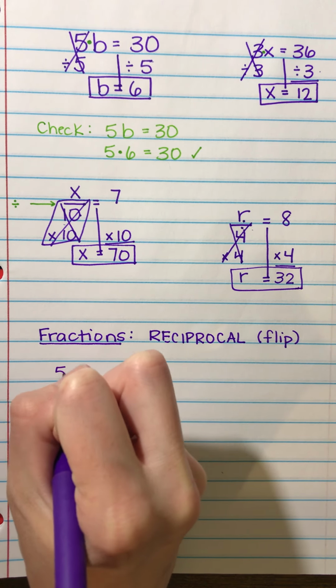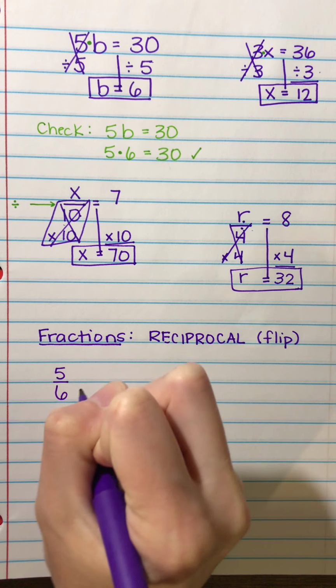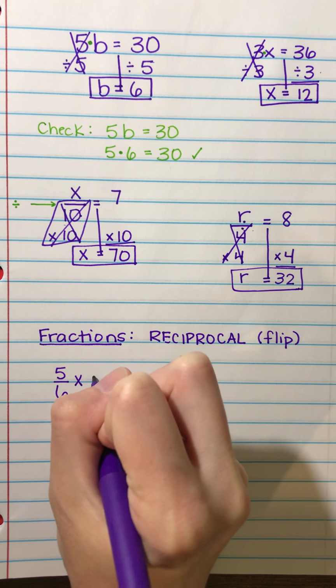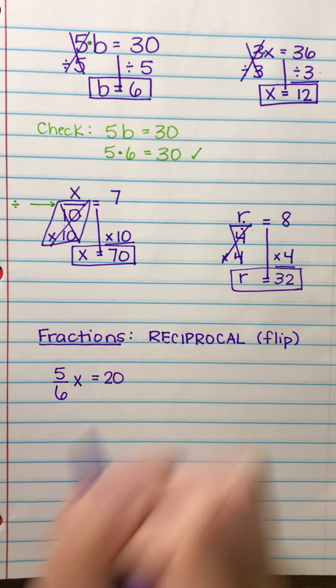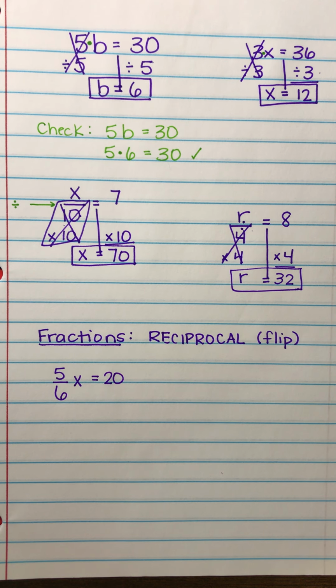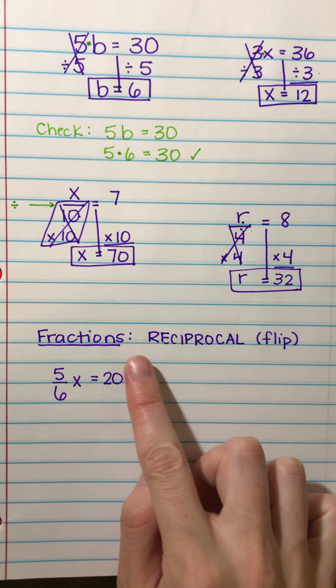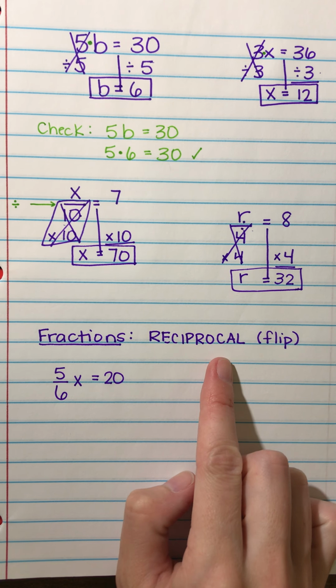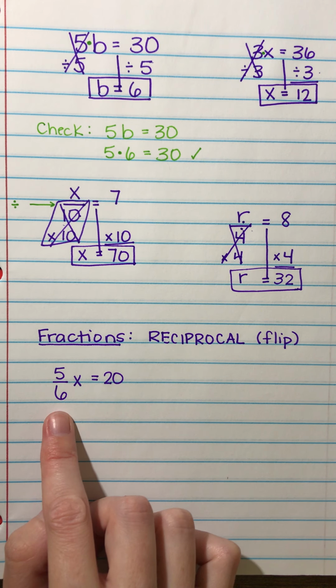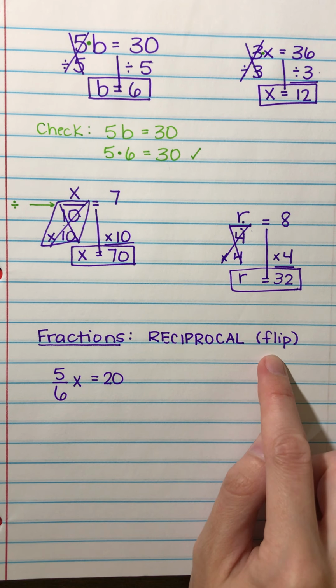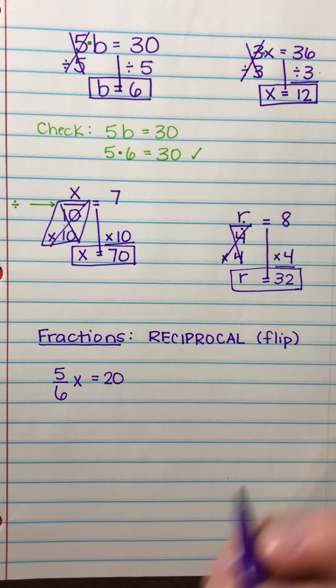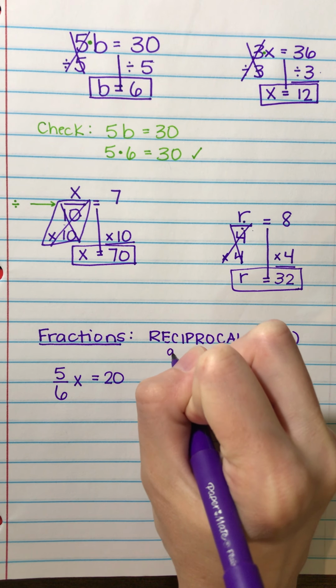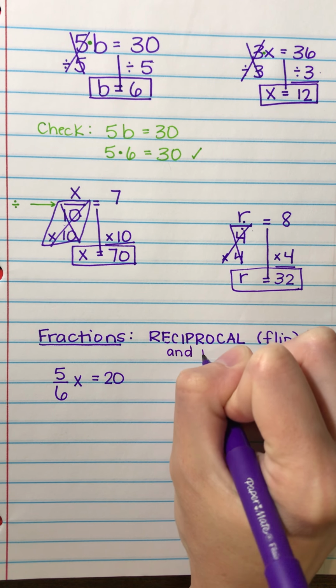All right, so here I've got the problem: 5/6 x equals 20. Okay, so the reason I said that when I have a fraction, I'm going to use the reciprocal is because even though I've got a fraction here, it easily goes away when I flip it and multiply.